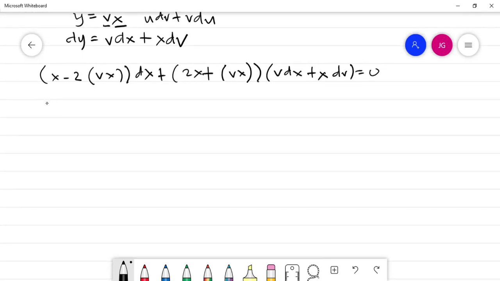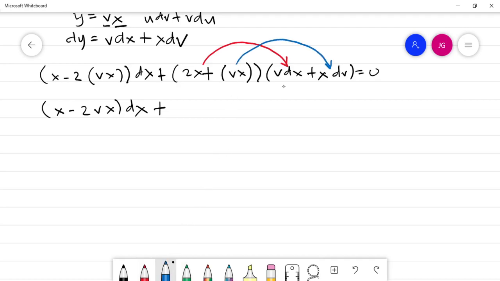So, after that, we need to distribute the dx to the inner side. On this side, apply the FOIL method. So, first term, that is (x minus 2vx) dx, then plus, take note, we apply the FOIL method. Oh, sorry, wrong. This one.